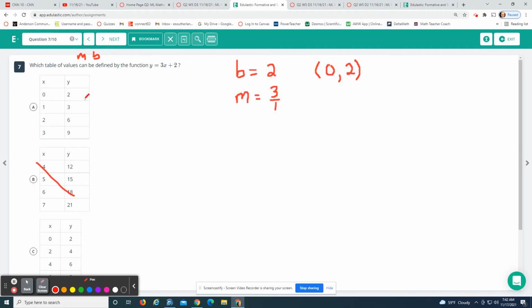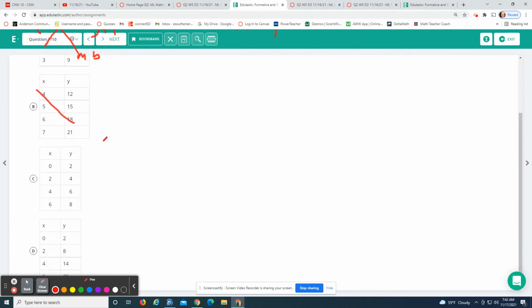So on A, 2 to 3 is +1. On X, it is 0 to 1 is +1. So this slope of the first graph is 1 over 1. Not going to work. The slope of graph C goes up 2. On X, it goes up 2. So this one would be a slope of 2 over 2. Not going to work.